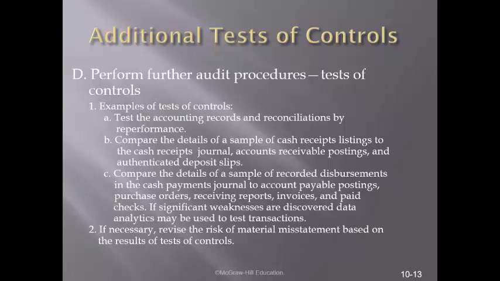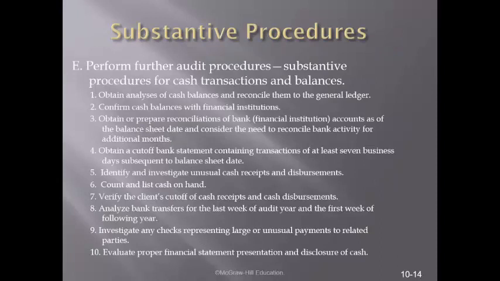Examples of some of the tests of controls include testing the accounting records and reconciliations by reperformance, comparing details of a sample of cash receipts listings to the cash receipts journal, accounts receivable postings, and authenticated deposit slips, and comparing details of a sample of recorded disbursements in the cash payments journal to accounts payable postings, purchase orders, receiving reports, invoices, and paid checks. If necessary, the auditor may revise the risk of material misstatement based on the result of the test of controls. The auditor will then perform the substantive procedures for cash transactions and balances as shown on this slide.